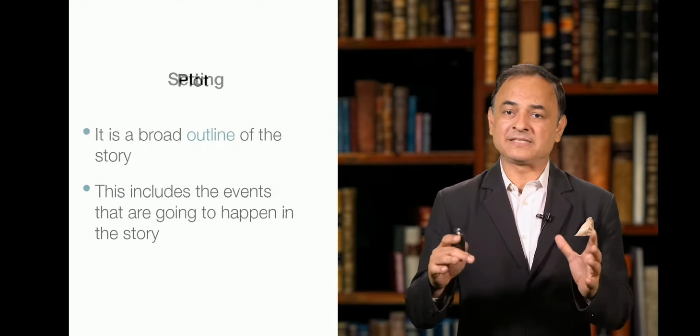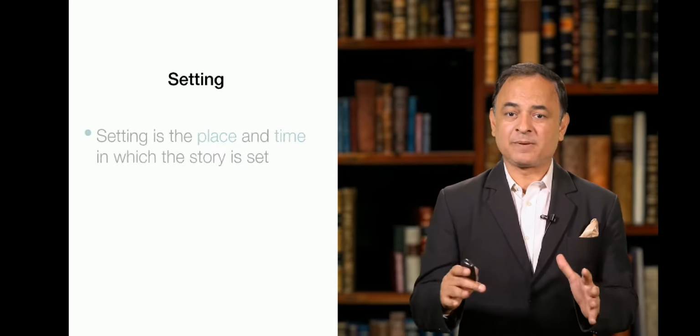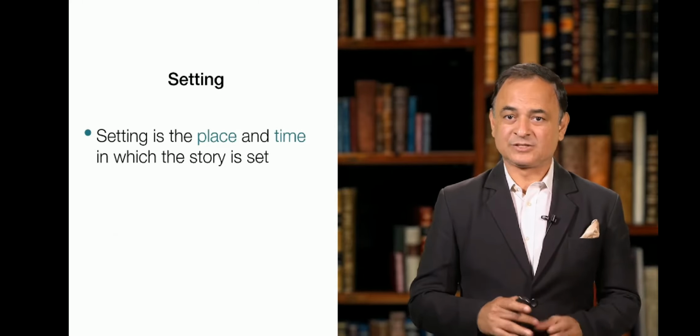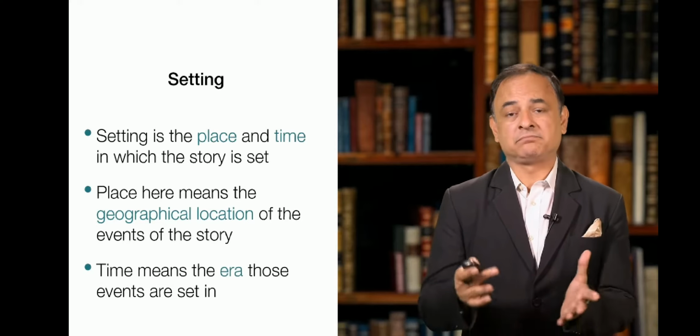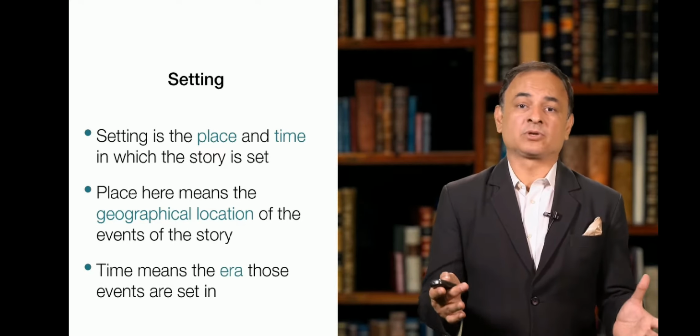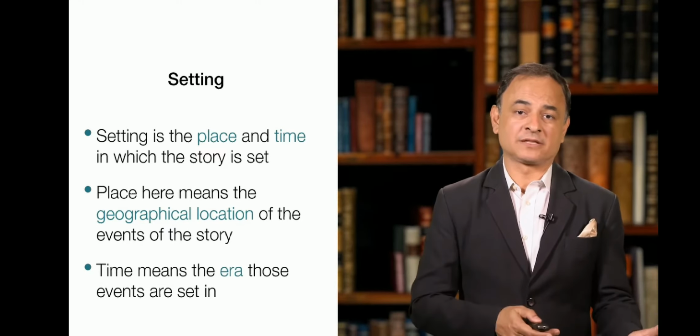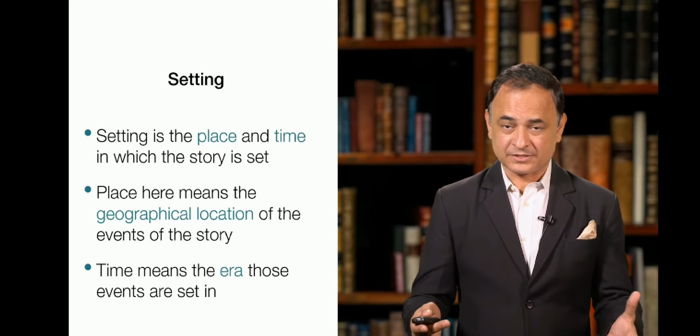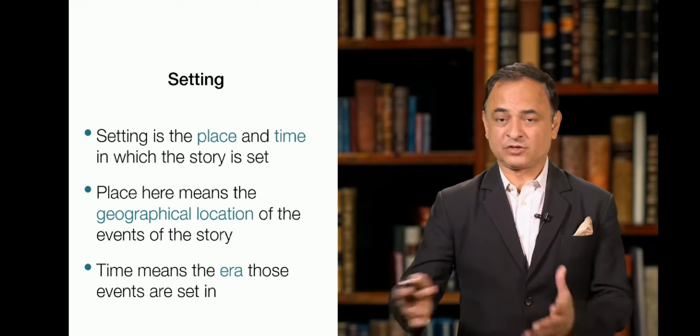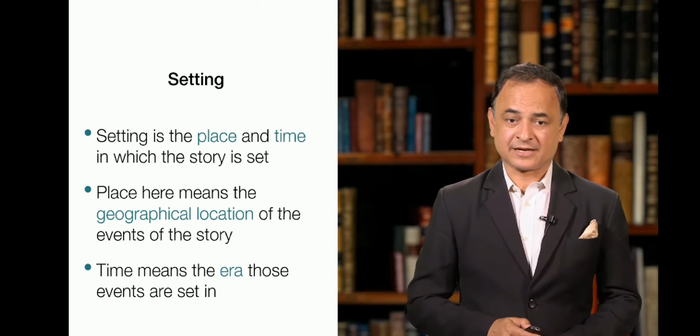The third element is setting. Setting means the place and time the story is set. So place could be the geographical location. The timing could be either a historical novel, which means it is set in the past, a contemporary novel, which means it is set now in the present time, or a futuristic novel, which means it is set anytime in the future.